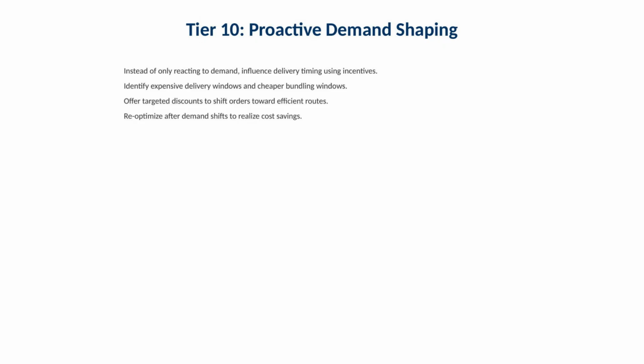Tier 10 focuses on demand shaping. The idea is to influence delivery timing by offering incentives so that more orders shift into route-efficient windows. By identifying expensive delivery days and cheaper bundling opportunities, the system can fund discounts through operational savings and create a more stable and efficient delivery pattern.